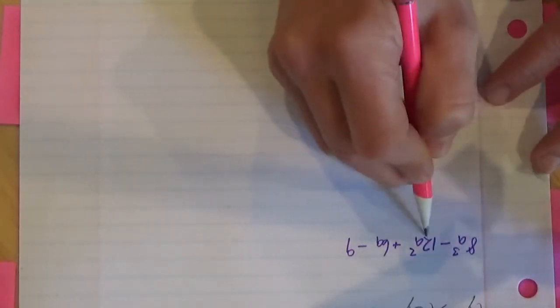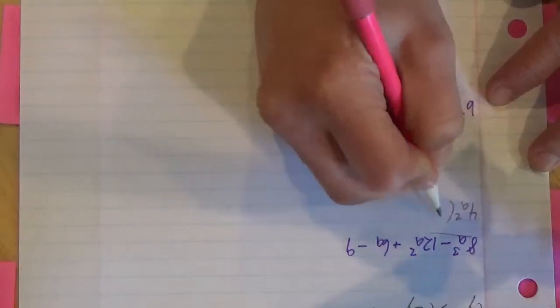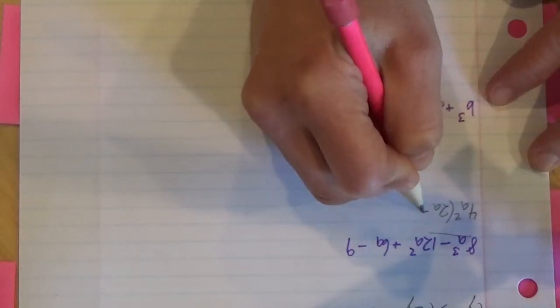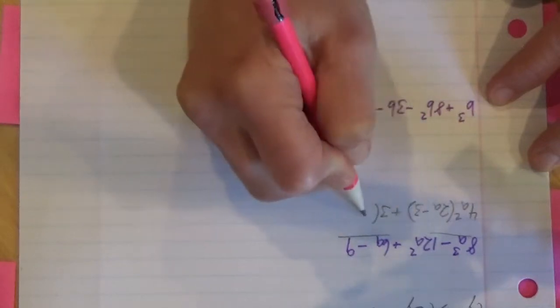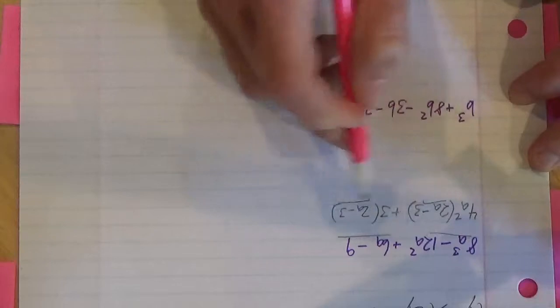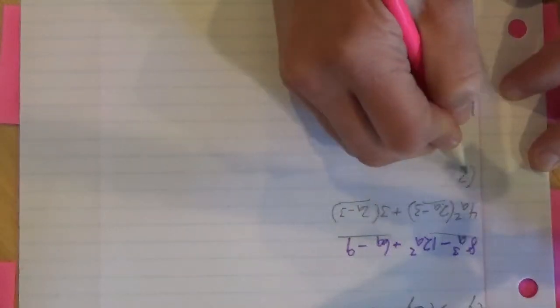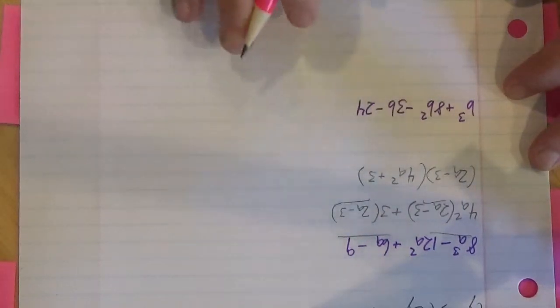Let's see, we're going to take out a greatest common factor, so we'll have 4a squared. From those 2, I'll be left with 2a minus 3. From these guys, I could take out a 3. I'll be left with 2a minus 3. And hey, it was rigged again. They match. So I'll take out the 2a minus 3 from both of those, and I'll be left with 4a squared plus 3. There we go.